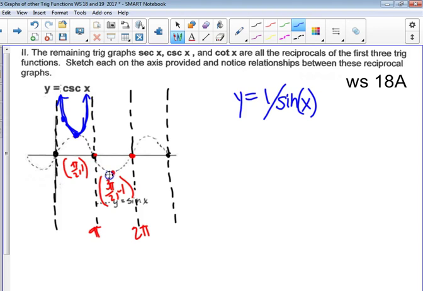What about over here? What's the reciprocal of this y value? Reciprocal of -1 is -1. Reciprocal of -1/2 would be -2. All those values that were really tiny and close to the x-axis are now really big and far away from the x-axis, because it's a reciprocal.